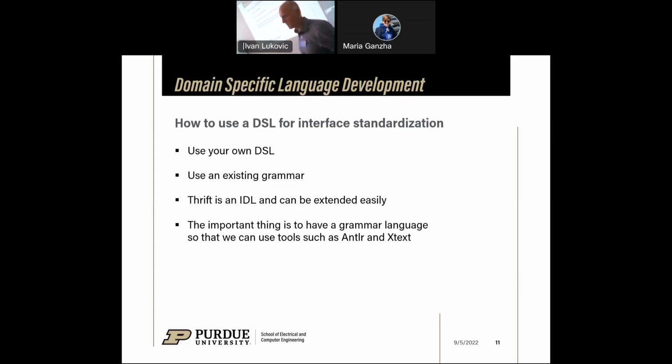And if you use something like Xtext or ANTLR, you could just add new things to the grammar to do what you want to do in the interface, because what they have is not going to be sufficient. Or you could design your own grammar based on some example like Thrift. That's another approach. But the important thing is to have this grammar.